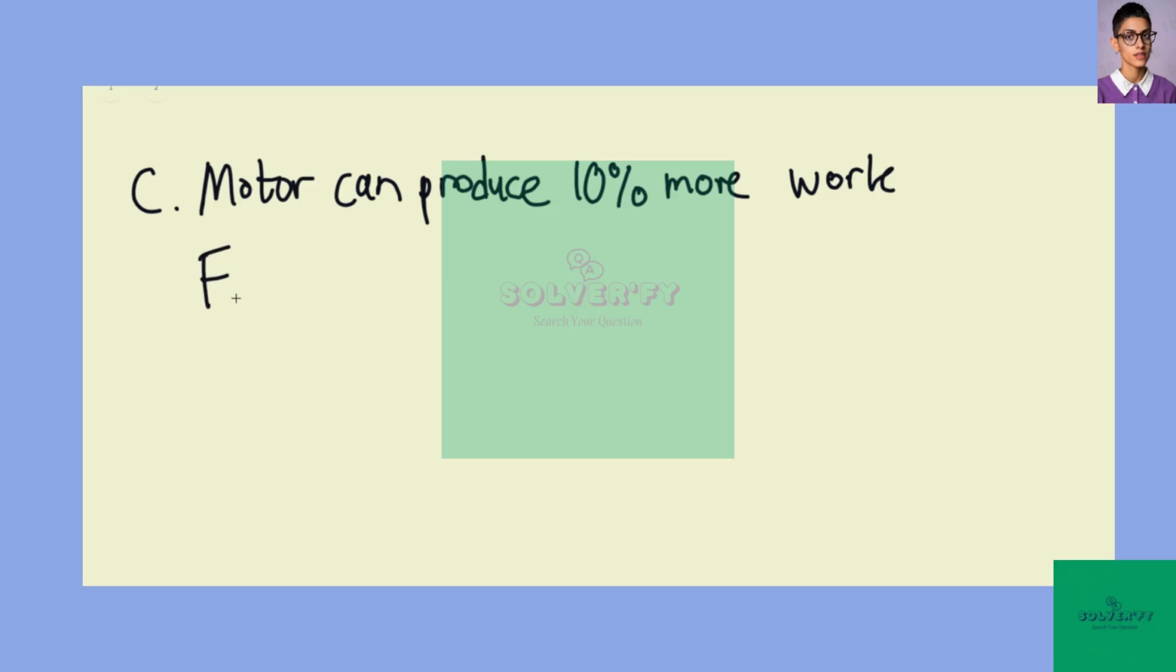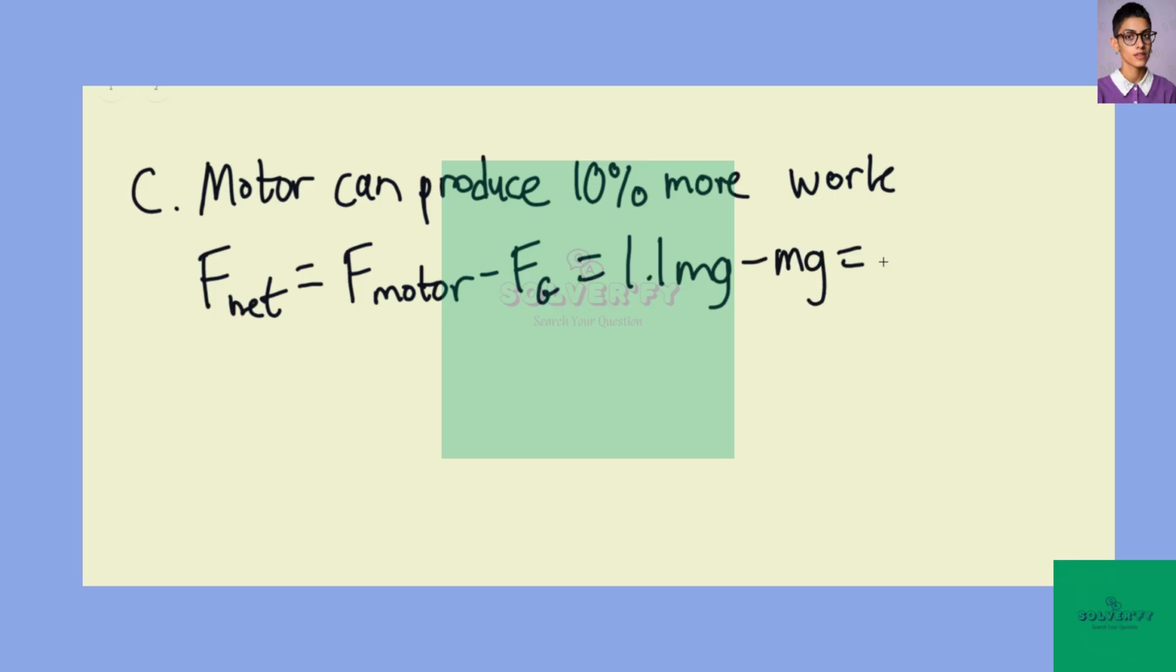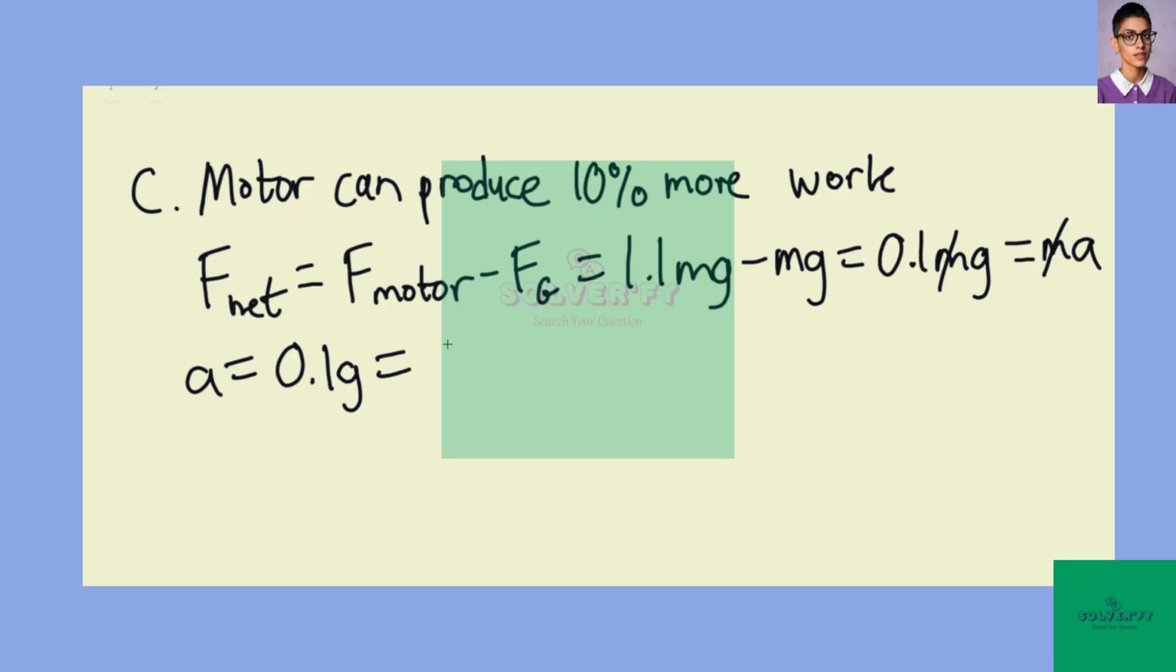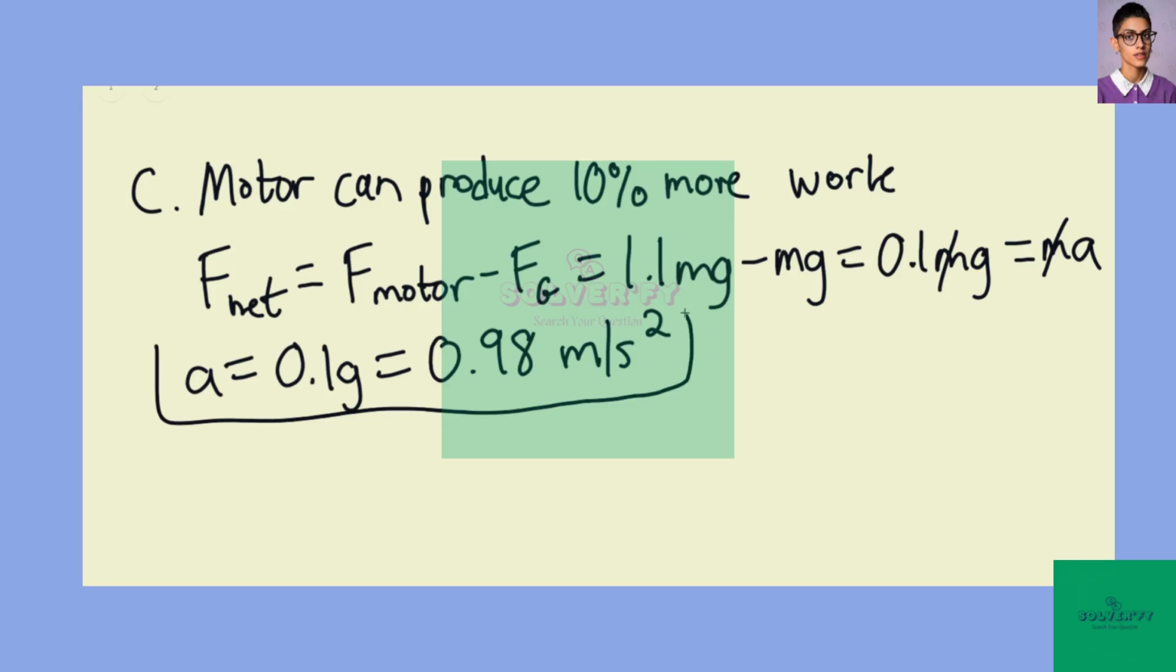So we can say that the net force is going to be equal to the force of the motor minus the force of gravity. So this would be equal to 1.1 mg, 10% more, minus mg. So this is equaling 0.1 mg. The net force is also going to be equal to the mass times the acceleration. And so we can cancel out the mass, and the acceleration is simply going to be equal to 0.1 g, or we can say 0.98 meters per second squared. So this would be our final answer for part C.